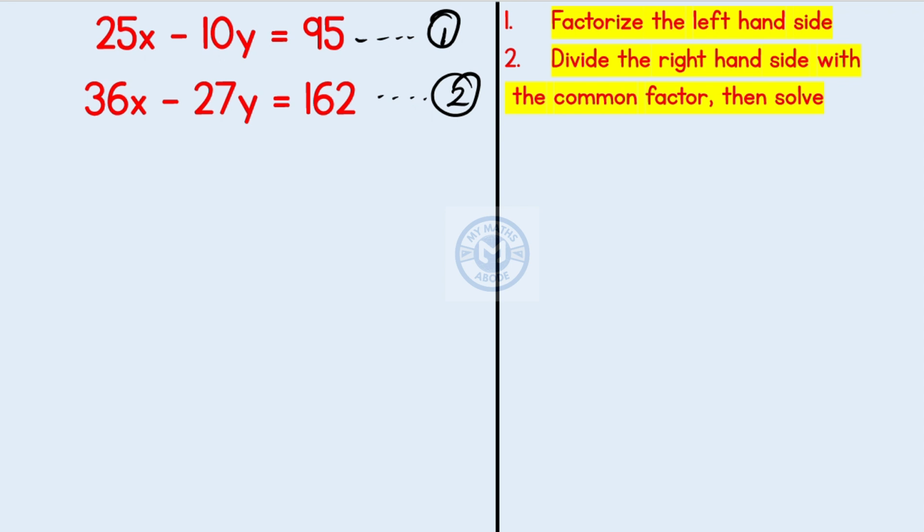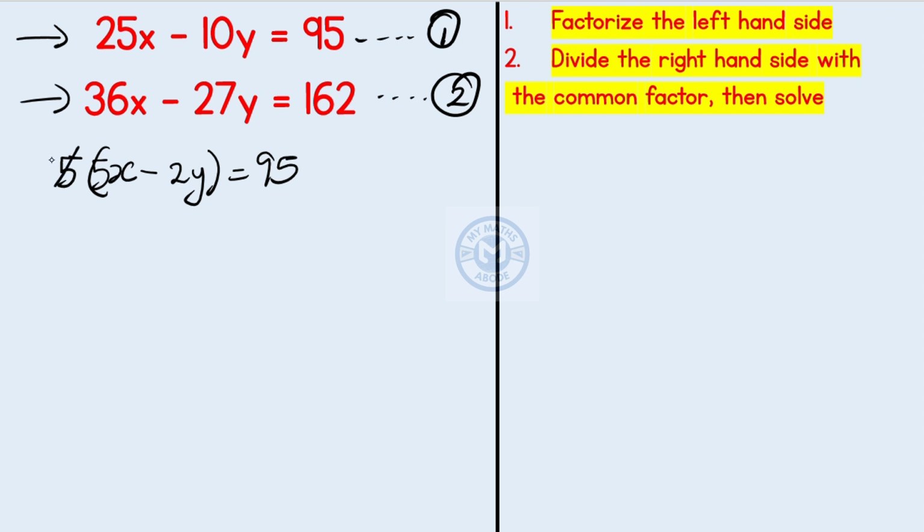So what am I going to do? I'm going to investigate equation 1 and also investigate equation 2 to know if they have a common factor, and this will lead me to factorize and make my equation smaller. From equation 1, it has a common factor 5, and that will give me 5(x minus 2y) is equal to 95.